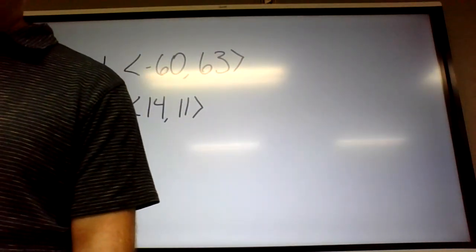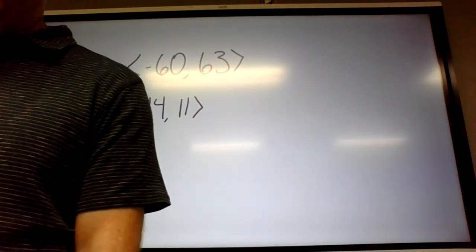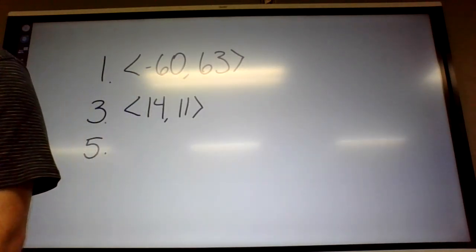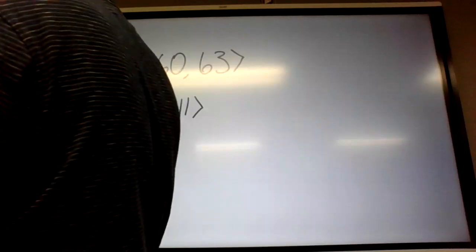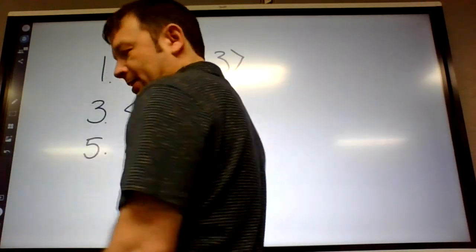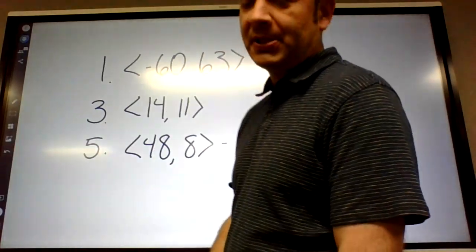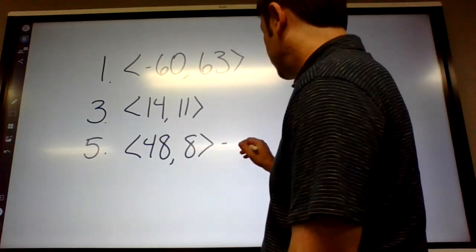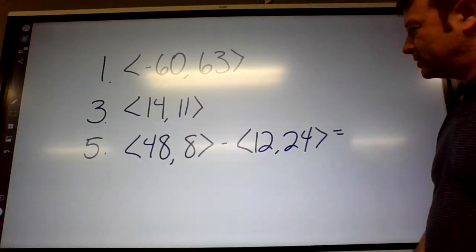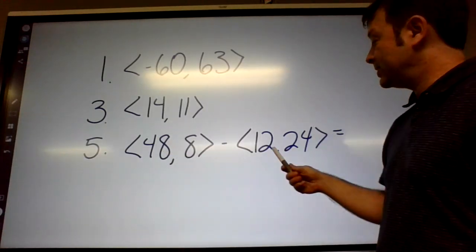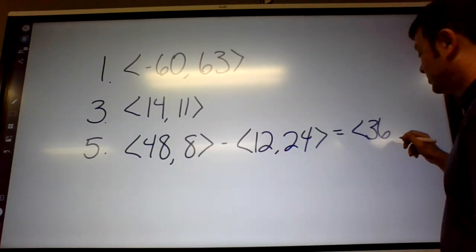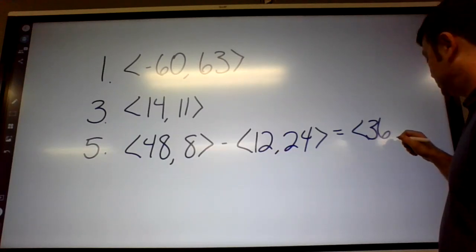Okay, so on number 5, we have to multiply vector f by 4, vector v by 6, and then subtract them. So vector f times 4 is 48. I'll write this down. And vector v times 6 is 12, 24. And that creates vector 48 minus 12 is 36. 8 minus 24 is negative 16.